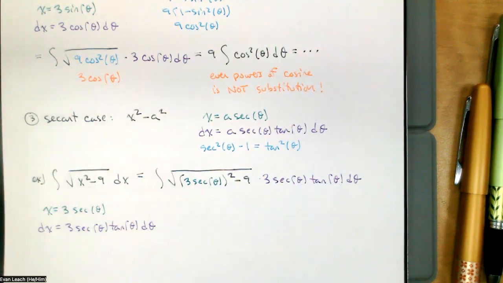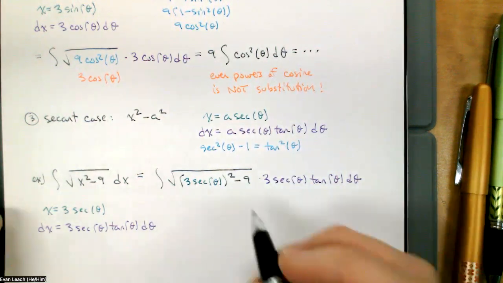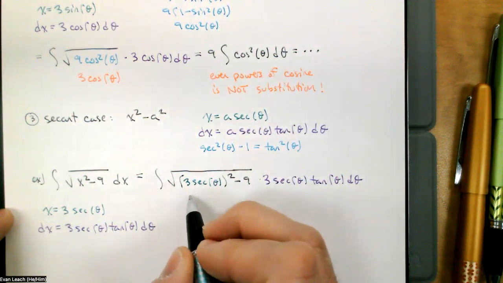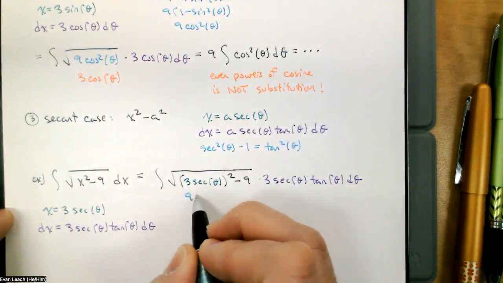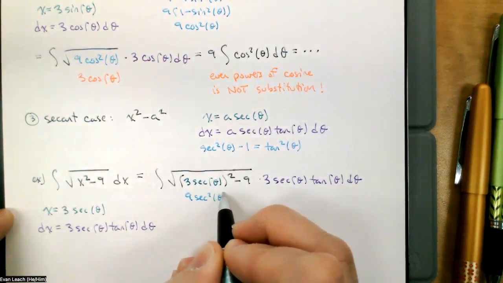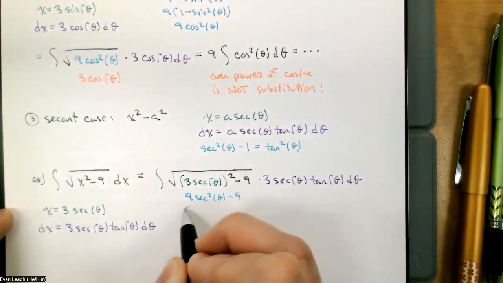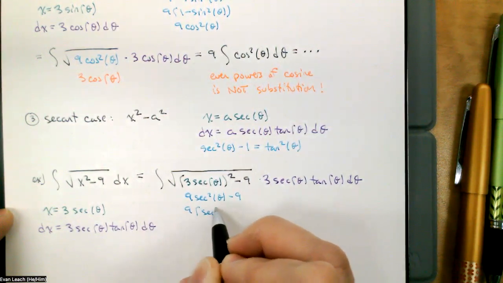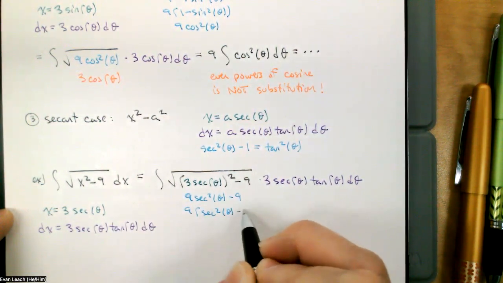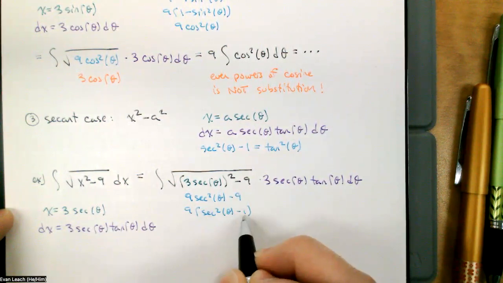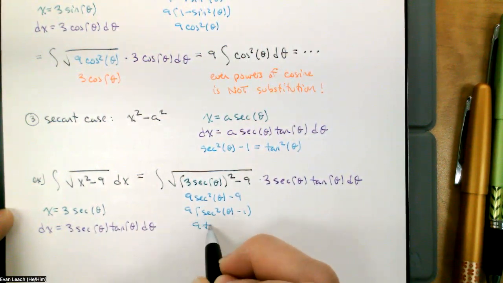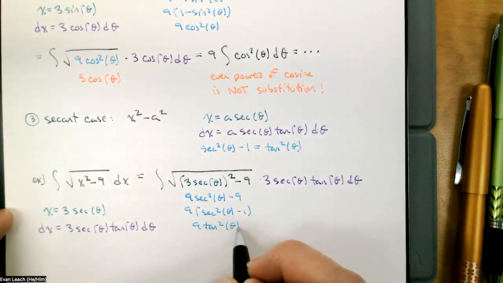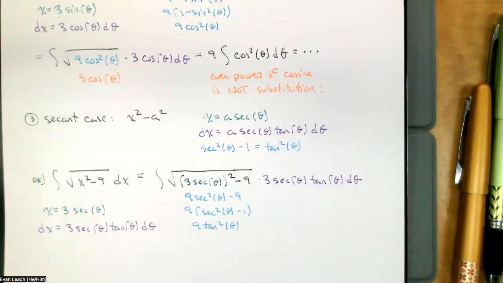And then two terms must become one term because that's the point of the process. 3 secant squared theta is going to be from 9 secant squared theta minus 9. Factor out the 9 like we always do. And then secant squared minus 1 is tangent squared. Two terms have become one term through a Pythagorean identity, the point of the process.